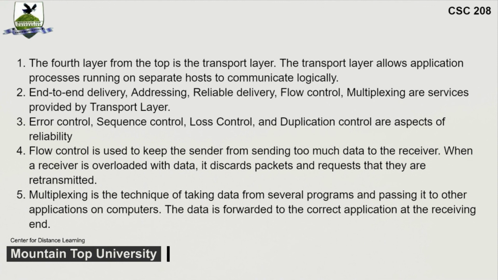4. Flow control is used to keep the sender from sending too much data to the receiver. When a receiver is overloaded with data, it discards packets and requests that they are retransmitted. 5. Multiplexing is the technique of taking data from several programs and passing it to other applications on computers. The data is forwarded to the correct application at the receiving end.